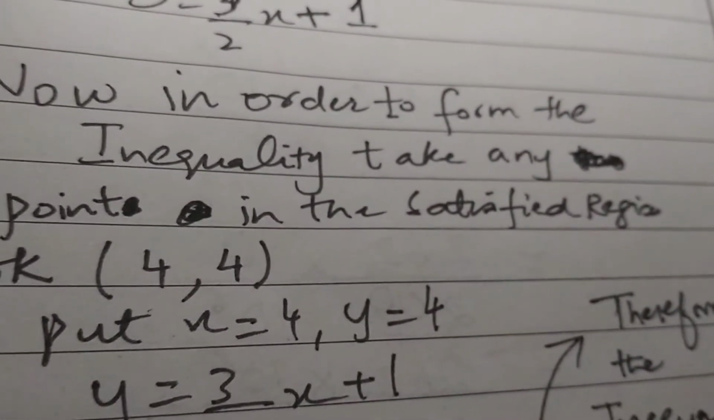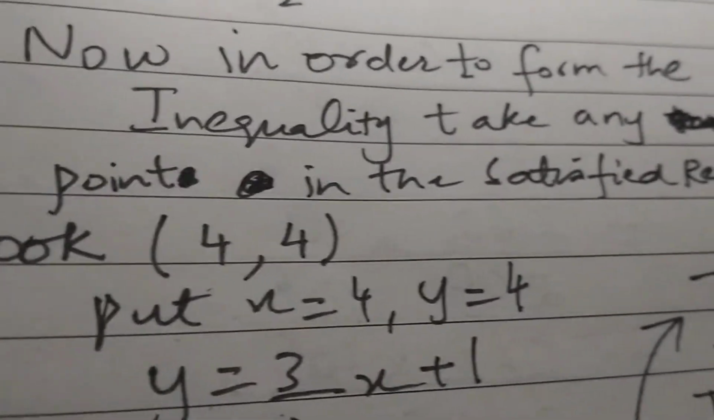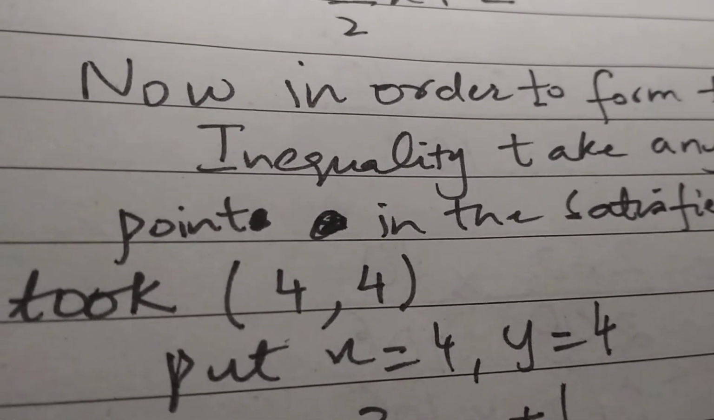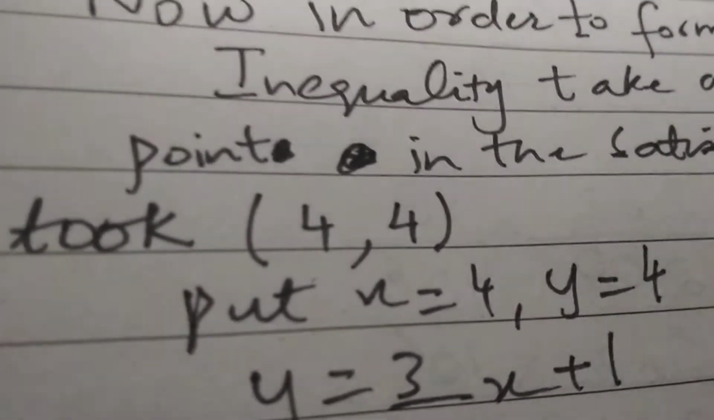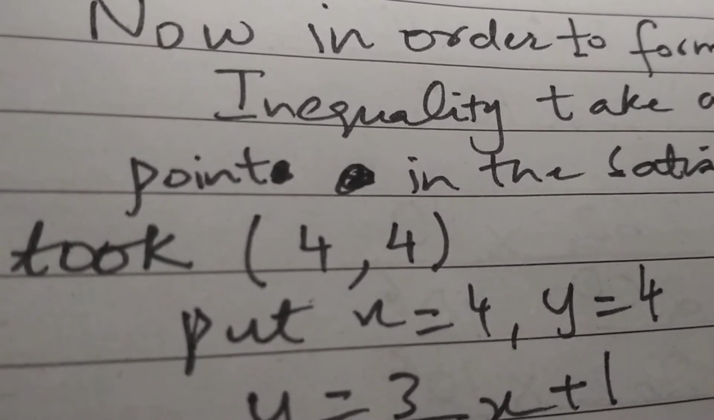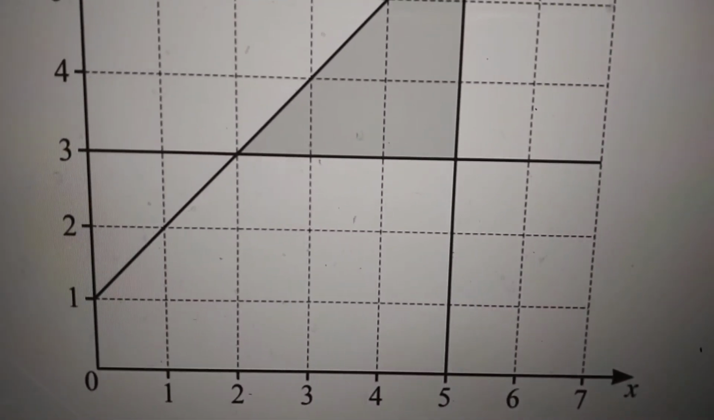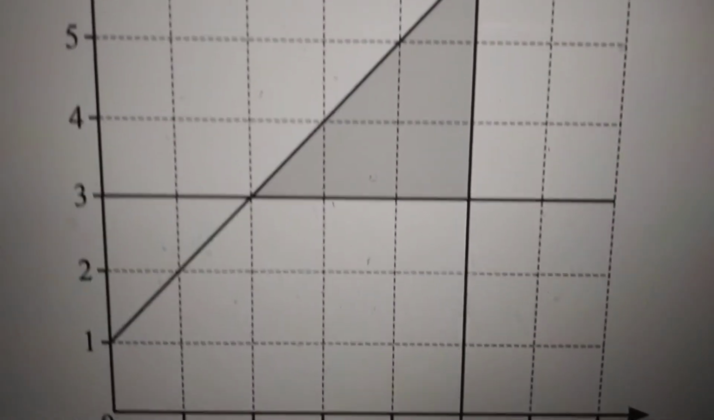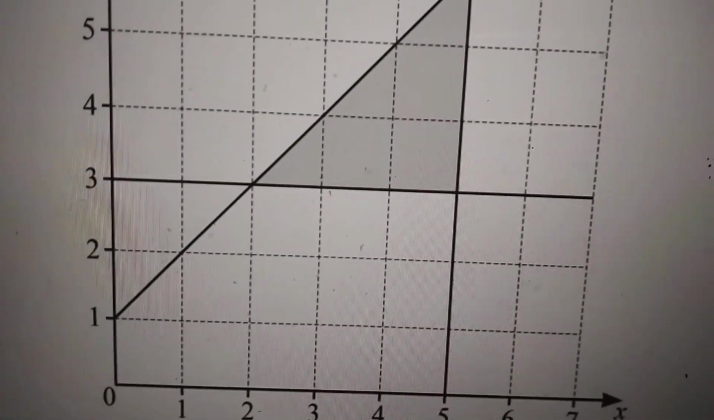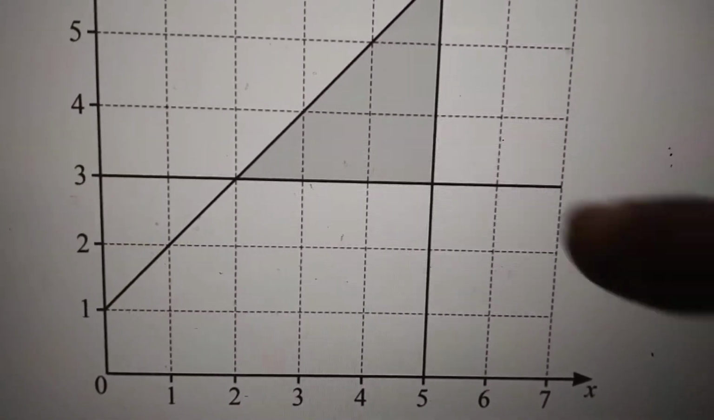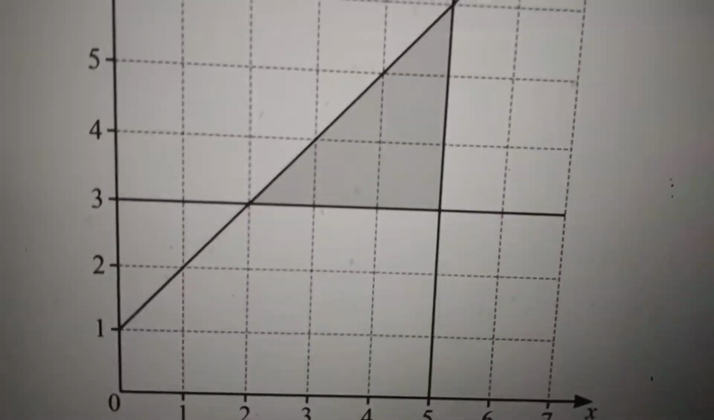Now in order to form the inequality, take any point in the satisfied region. And I took over here the point (4, 4), that was in the satisfied region. Here I want to show you that x equals 4 and y equals 4 is right there in the middle of the shaded region over here. So I'm taking this point in order to make the inequality. I can show you over here this point (4, 4).